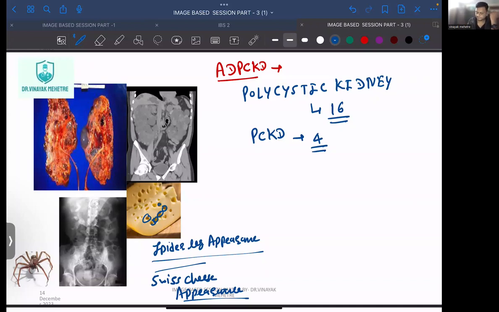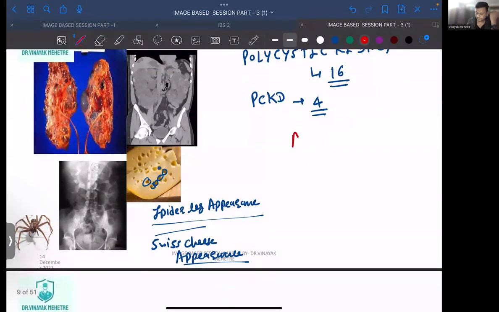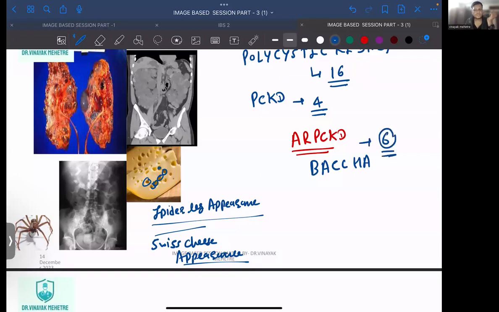Then comes autosomal recessive polycystic kidney disease. Okay, this patient is going to die in childhood. When will they die? When they are a child, right? How many alphabets are there? It is 6. So it is associated with gene 6. Okay, it is associated with gene 6.